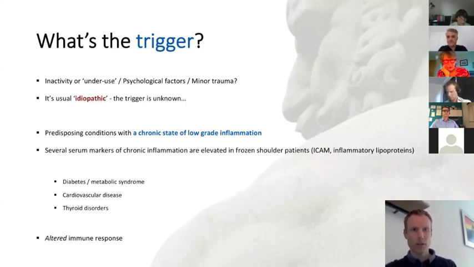But what we do know is that there are several conditions predisposing to a frozen shoulder. And there are conditions with a chronic state of low-grade inflammation, like diabetes, cardiovascular disease, and thyroid disorders. You can measure serum markers of chronic inflammation, which are elevated in frozen shoulder patients. What these conditions have in common is that these patients will have an altered immune response, which makes them probably more at risk for a frozen shoulder.